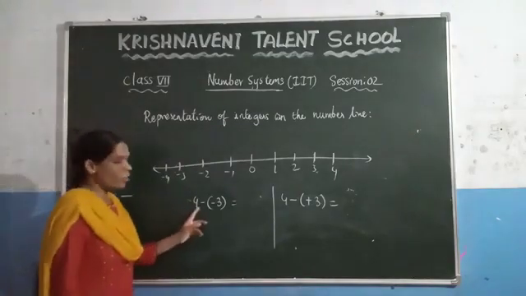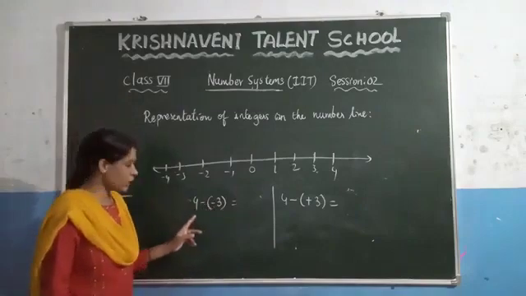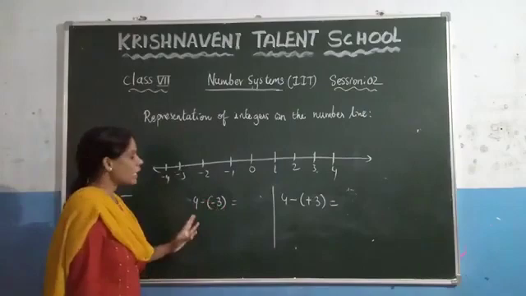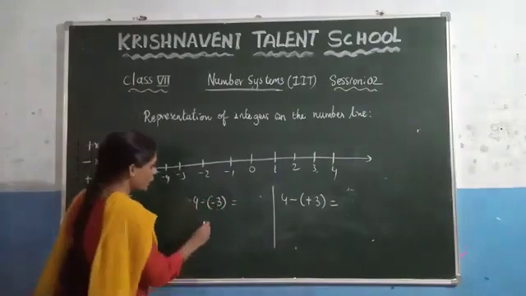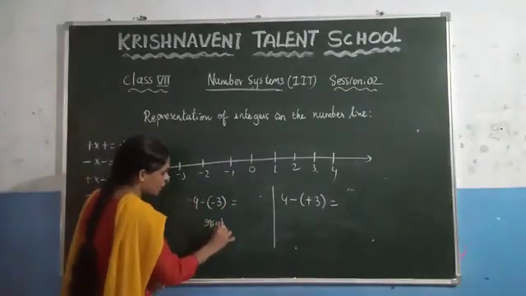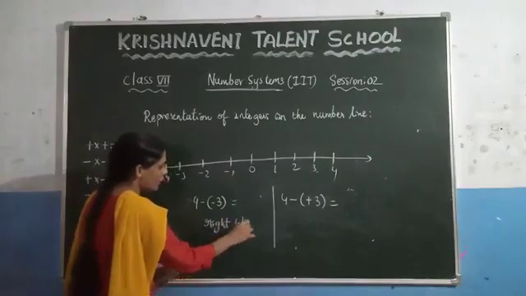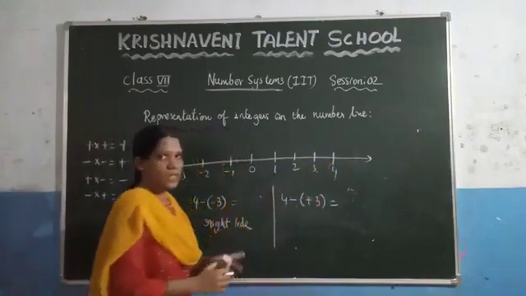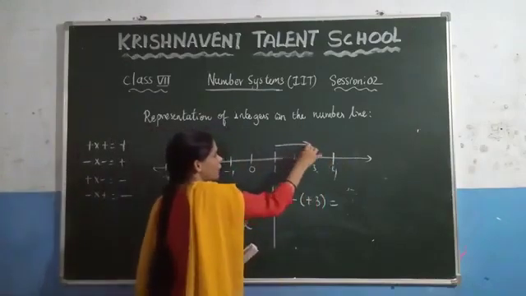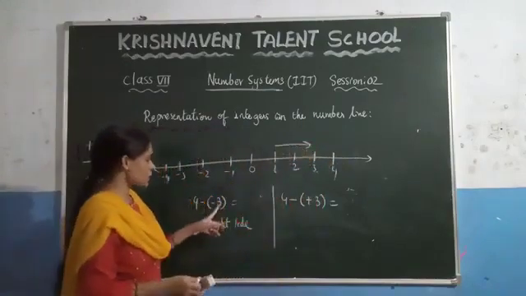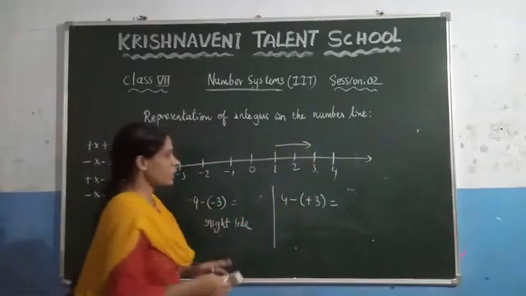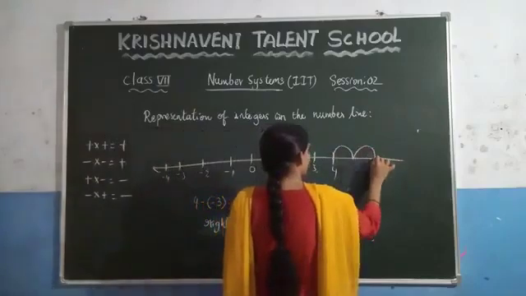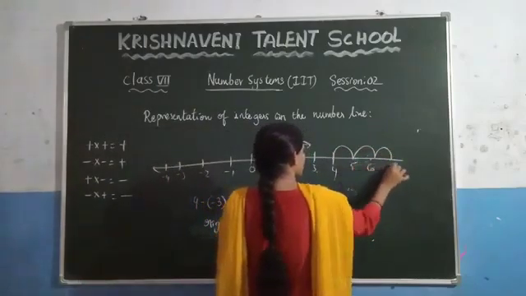Now here, 4 minus of -3, what we are doing here, we are subtracting a negative integer. Since we are subtracting a negative integer, in which direction do we need to move? We need to move to the right side of the number line. So here, what is the first number? Which is 4, and since we need to move to the right side of the number line, now see the next number. What is the next number? We are taking here 3, so we need to go here 3 steps. So 1, and after that 2, 3. What are the numbers? 5, 6, 7.